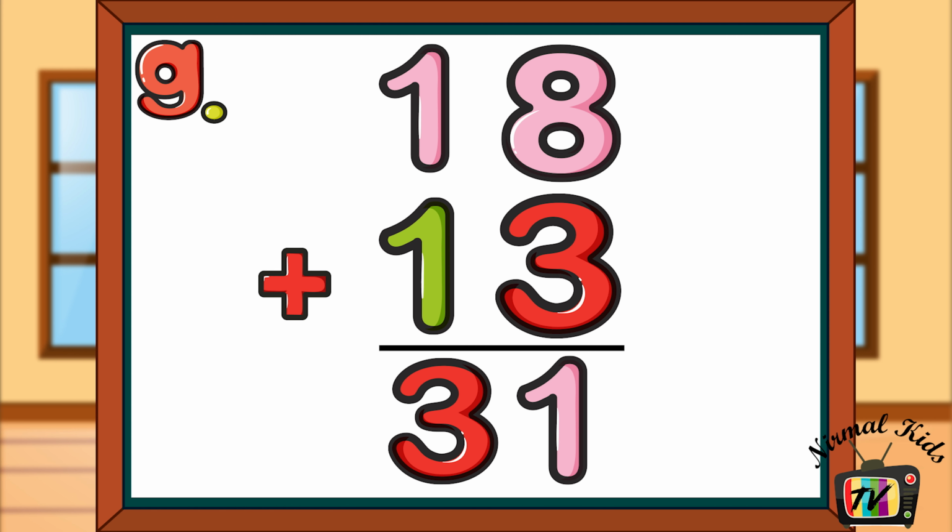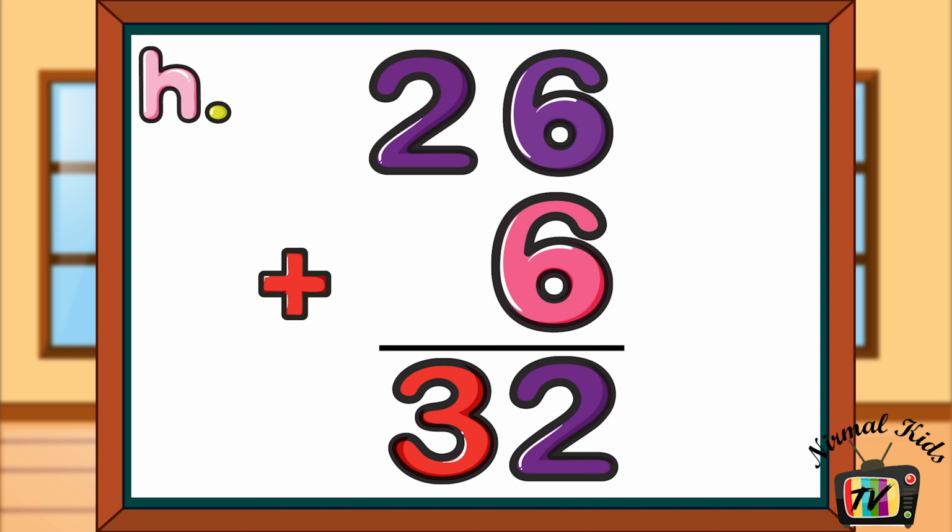Next, 1, 8, 18, 1, 3, 13. Now add 18 plus 13 equals 31. Next, 2, 6, 26, 6. Now add 26 plus 6 equals 32.